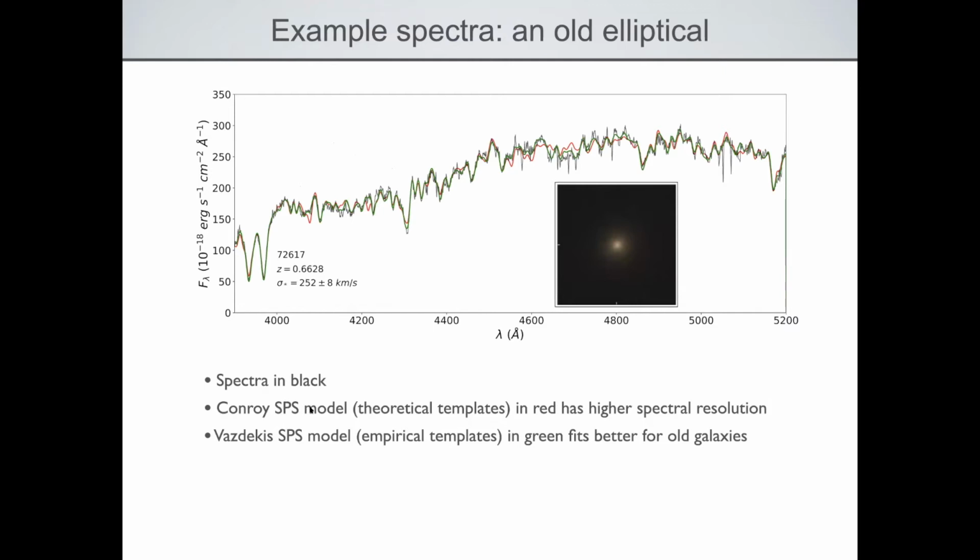There's the Conroy SPS model, and here it's important to note that that's built with theoretical stellar templates. And you can see those models in detail don't fit our spectra as well as this model that's based on empirical templates from the MILES library. The advantage of the Conroy theoretical templates is that they have a very high spectral resolution that matches our spectral resolution better, so we still use it for the kinematics. But for stellar populations and emission line subtraction, etc., we use the empirical templates.